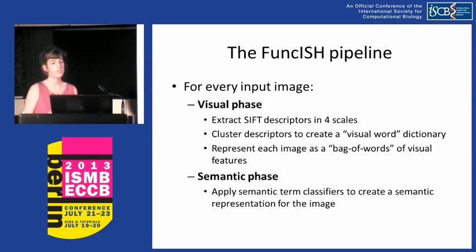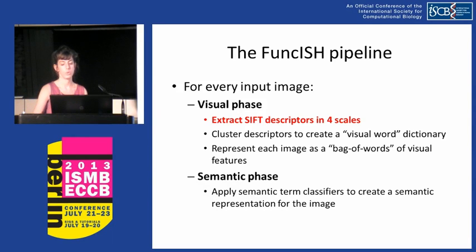So the visual phase starts with extracting SIFT descriptors in 4 scales. Now, SIFT is short for Scale Invariant Feature Transform, and it's a very commonly used method to extract local visual features from images. Usually it's natural images. And there are many ways to extract visual features from images. SIFT has some advantages. It's invariant to rotation and illumination. So here's what it looks like.